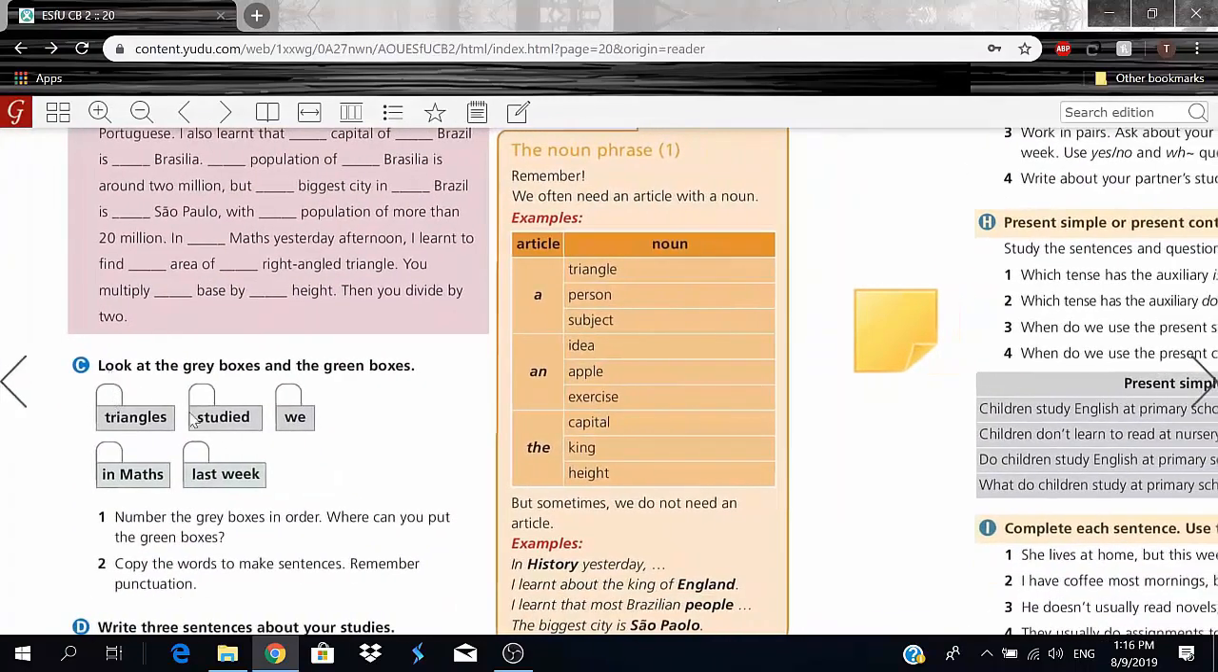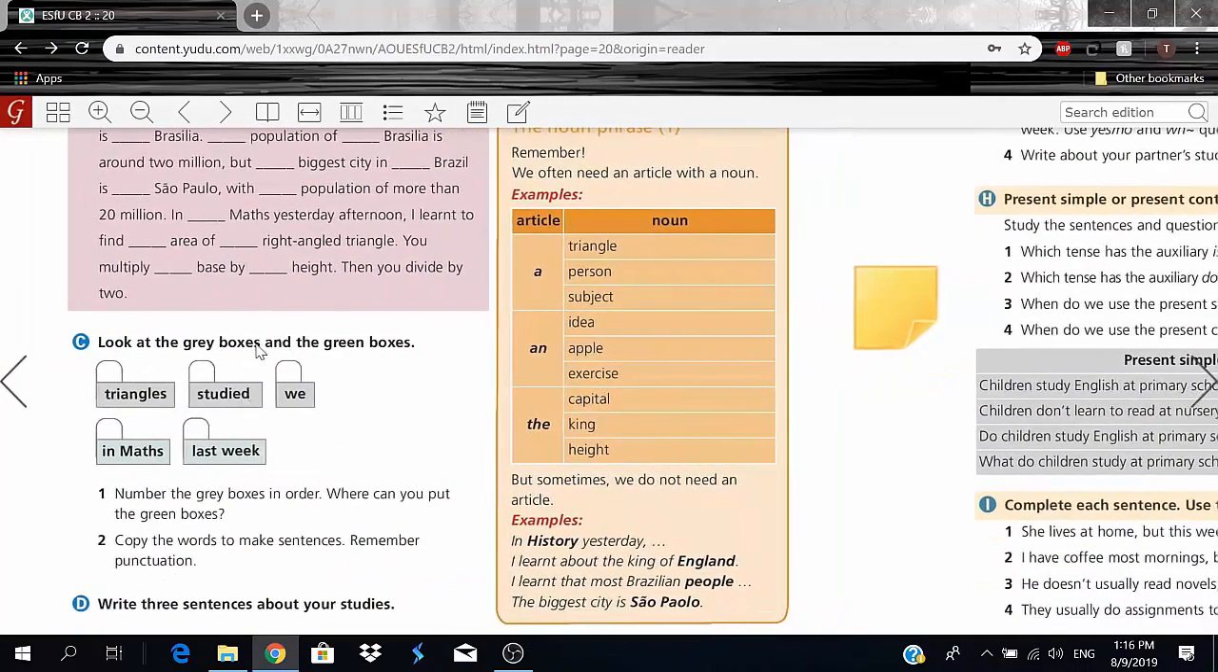Okay, here we have exercise C, and I'm sorry I can't really open it so I can do it with you guys, so we're just going to do it orally. Here we have: triangles studied in we, okay? Number the gray boxes in order, and where can you add the green boxes? So simple enough, we, obviously, number 1, we studied triangles. So basically it's the opposite. 1, 2, 3: we studied triangles. Now, how can we add these two green boxes to the mix? And look, we have different possible patterns. It's not just one said and done.